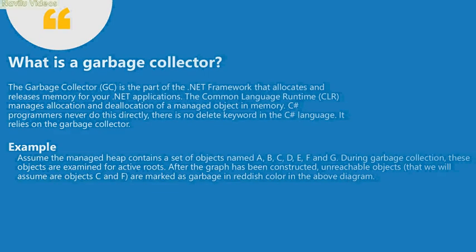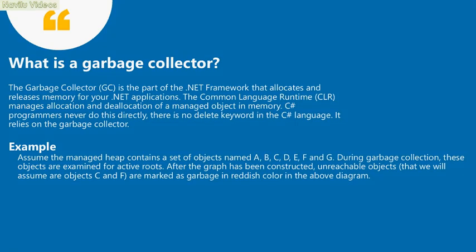What is a garbage collector? The garbage collector, GC, is the part of the .NET framework that allocates and releases memory for your .NET applications. The Common Language Runtime, CLR, manages allocation and deallocation of a managed object in memory. C# programmers never do this directly, there is no delete keyword in the C# language. It relies on the garbage collector.